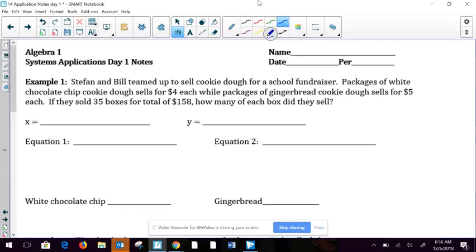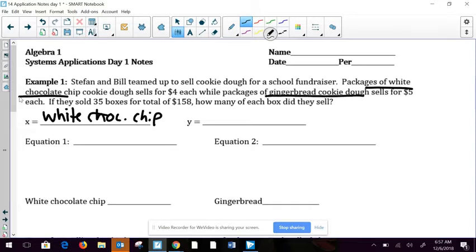So the first thing you need to ask yourself is, what are we selling? Well, we have white chocolate chip cookie dough. So that's what I'm going to put for X. White chocolate chip. The other kind that we have is gingerbread cookie dough. So that's going to be my Y. Okay, so I have my X and I have my Y.